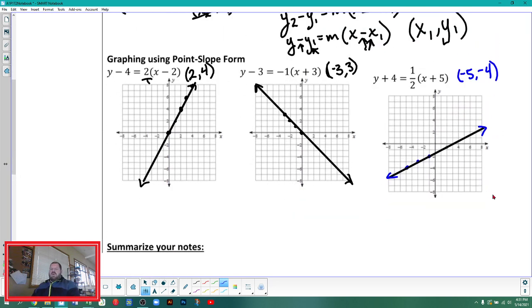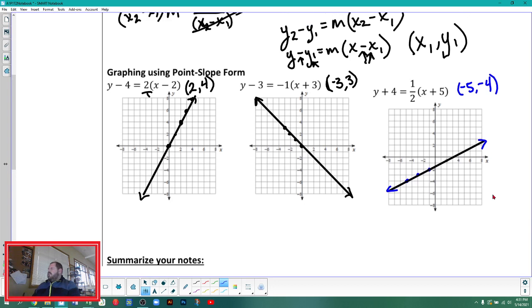Okay, so that's the idea with graphing using point slope form, but more importantly, I want us to be able to know that I have a line that goes through this point and it has this slope. Let's graph that line. Okay, that's an important skill to have.